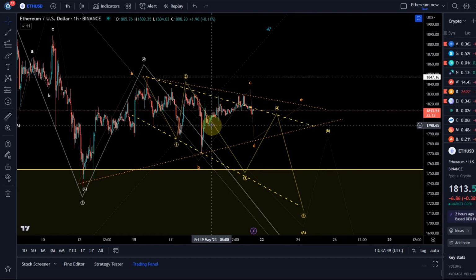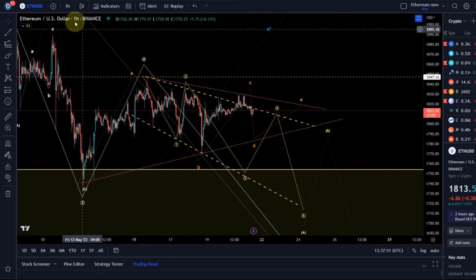Hopefully we'll get some more price action towards the end of the day, towards the end of the weekly candle.